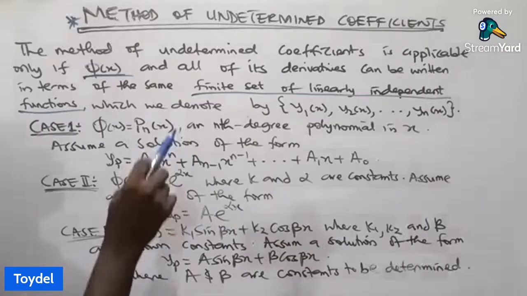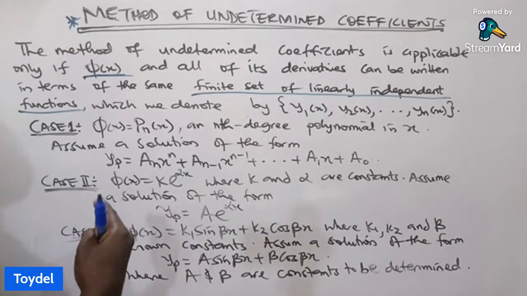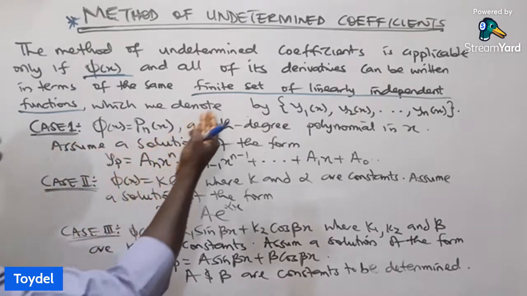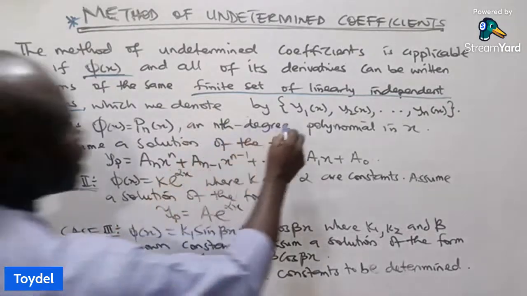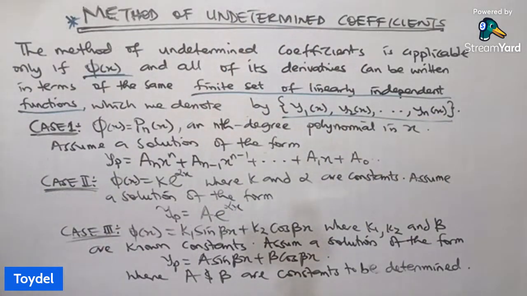That is, we can only apply this method if the right-hand side of the linear non-homogeneous differential equation can be written in terms of the same finite set of linearly independent functions. If you can write it in this form, then that's the only time we can apply this method of undetermined coefficients. And there are three cases involved.